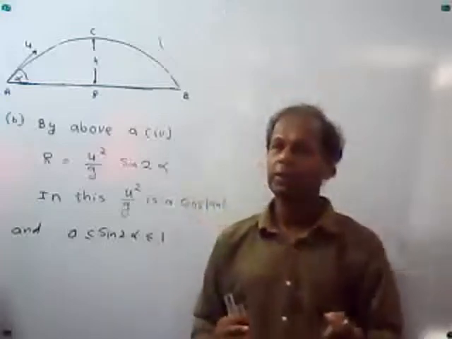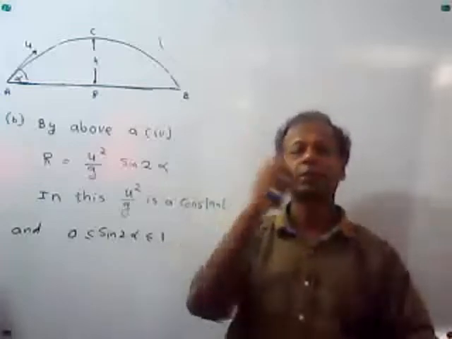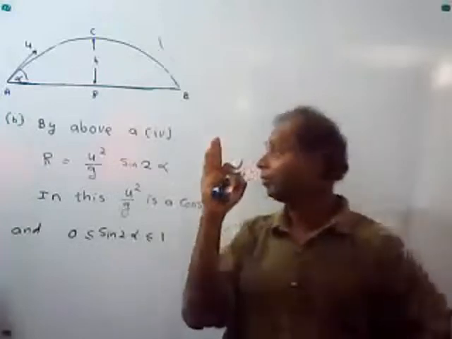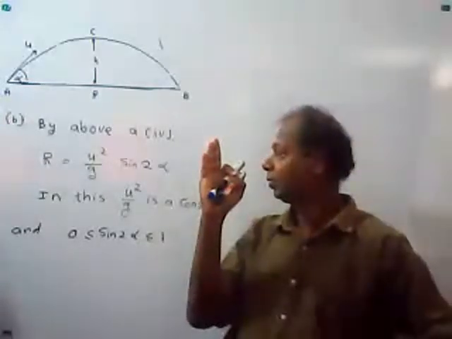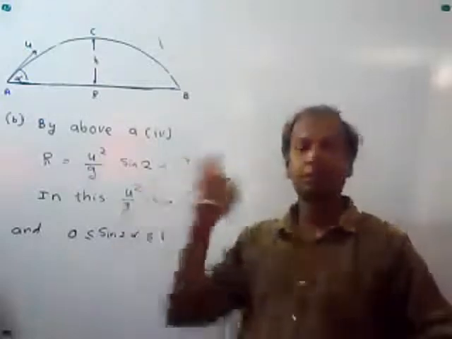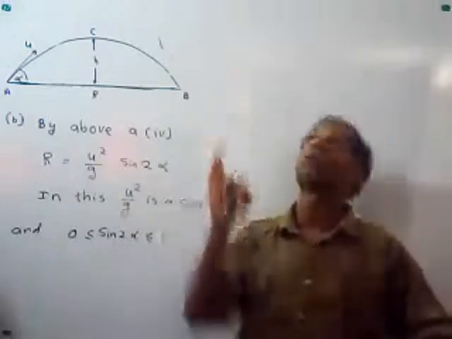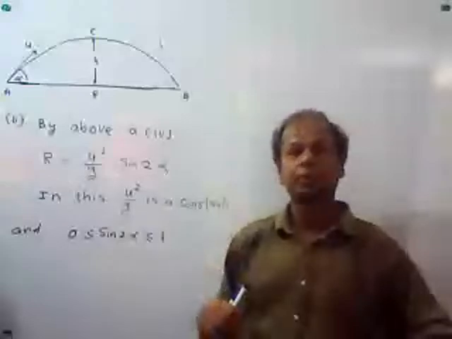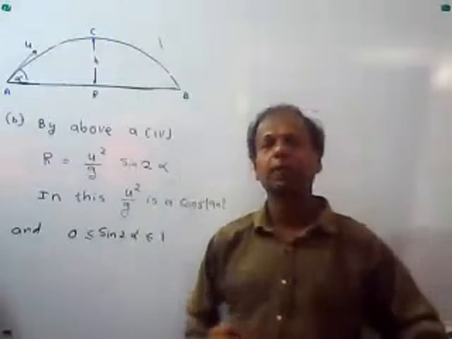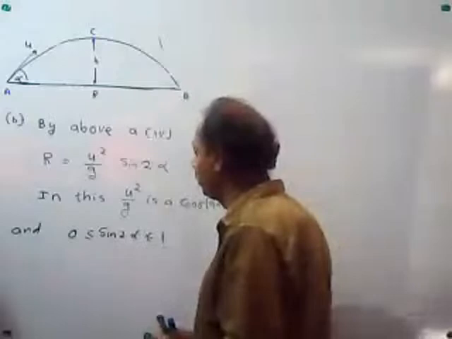Everybody knows that. That's when you project it at 90 degrees. Sine 2 alpha is 0 when alpha is 90 degrees. If you project it right upwards, it will come right back to the starting position. So sine 2 alpha is between 0 and 1.